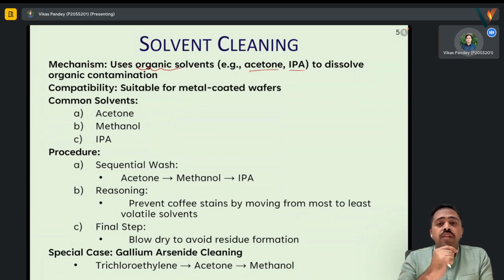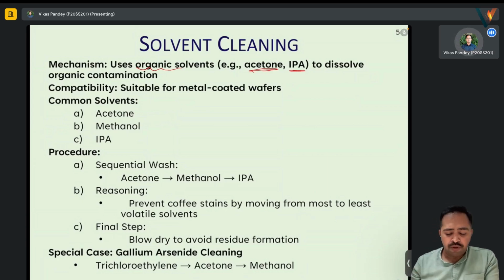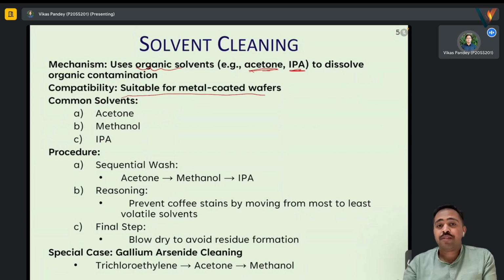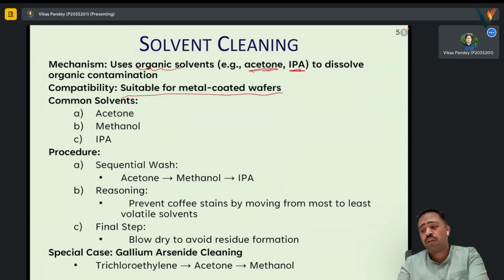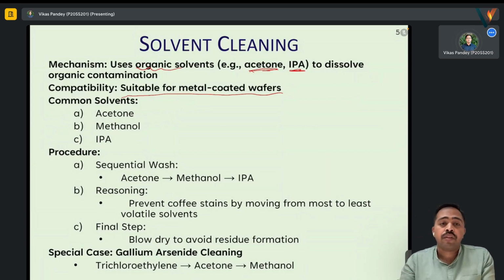So to remove this, we are using organic solvents like acetone and isopropyl alcohol. These are mostly suitable for metal coated wafers, since metal we cannot put in the piranha cleaning, and even RCA1, RCA2, and HF dip will damage it, right? So for metal coated wafers, we are generally going for solvent cleaning.